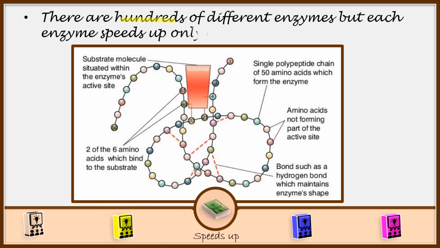There are hundreds of different enzymes, but each enzyme speeds up only one kind of reaction. So we have very many enzymes that we find in the cytoplasm, but each of these enzymes speeds up only one kind of reaction, meaning that these hundreds of different enzymes take part in different kinds of reactions, and their work is to speed up the rate of the chemical reactions.